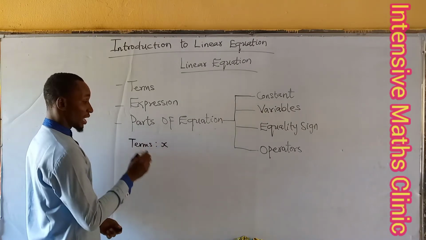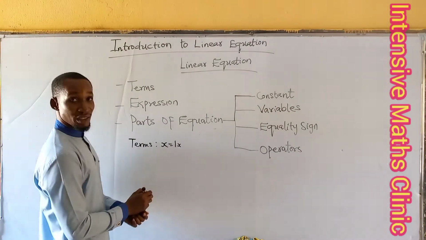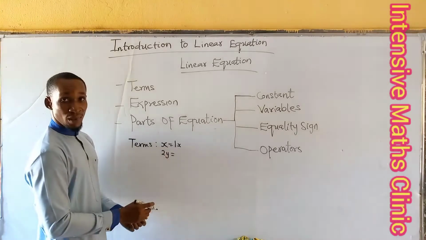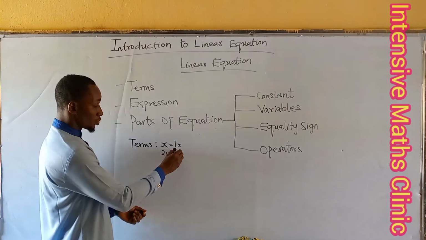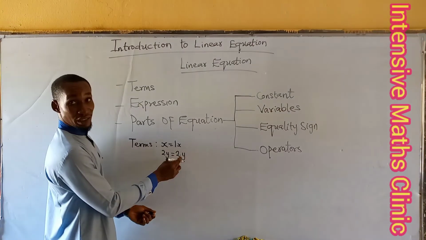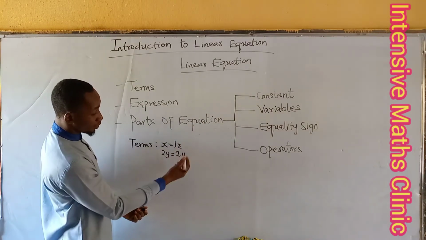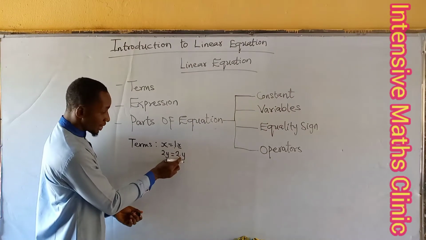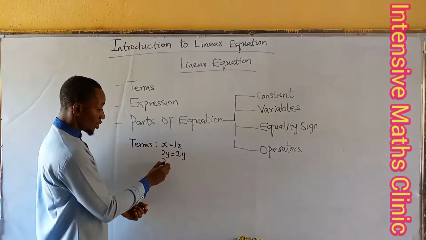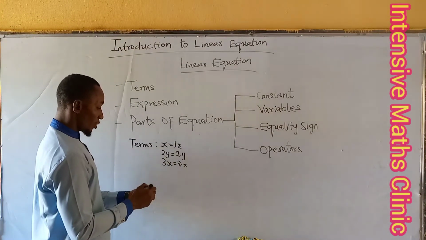x is a term because x comprises 1 multiplied by x. This is a term. While we have 2y, 2y is a term. It comprises of what? 2 multiplied by y. And this is a variable, this is a constant. This is a variable and this is a constant. So in our next lesson, we'll talk about the meaning of variable. So a term is comprised of a variable and a constant, and so on. 3x, which is comprised of 3 and x. These are what we call terms.